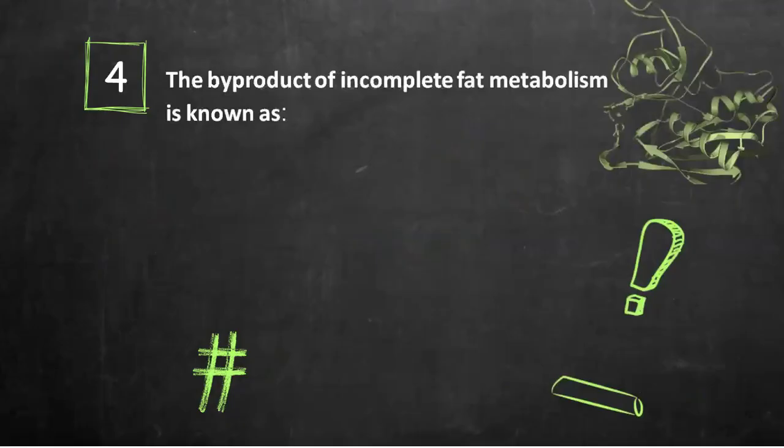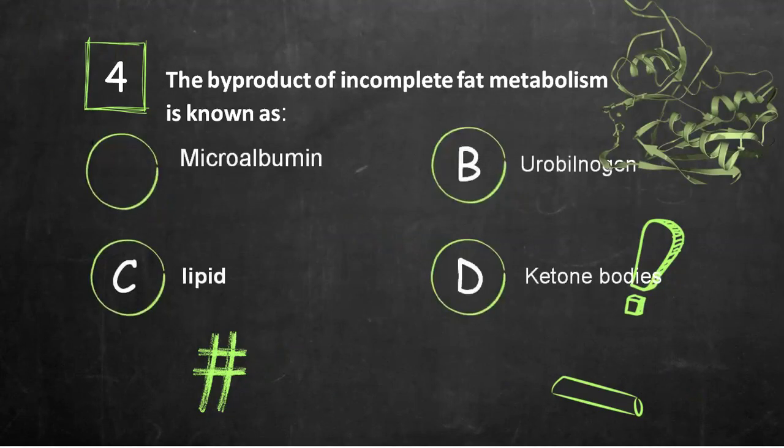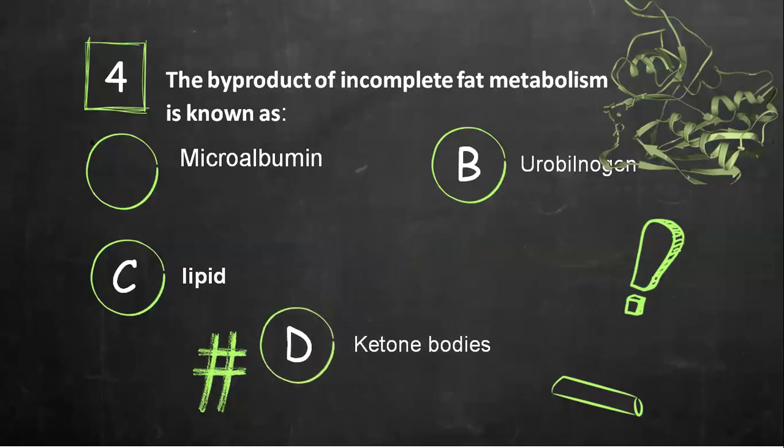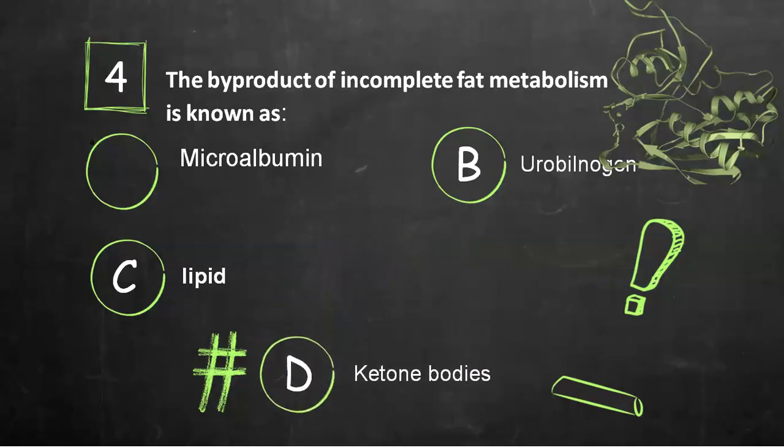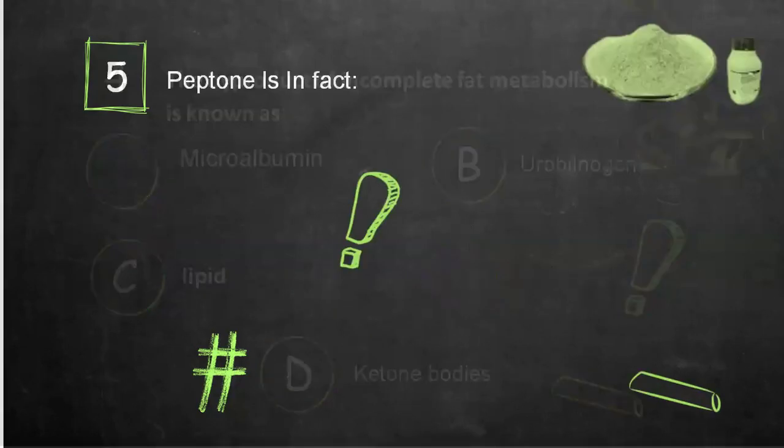Next question, the byproduct of incomplete fat metabolism is known as option A, microalbumin, option B, urobilinogen, option C, lipid, and option D, ketone bodies. Here the right answer is ketone bodies. So the byproduct of incomplete fat metabolism is ketone bodies.